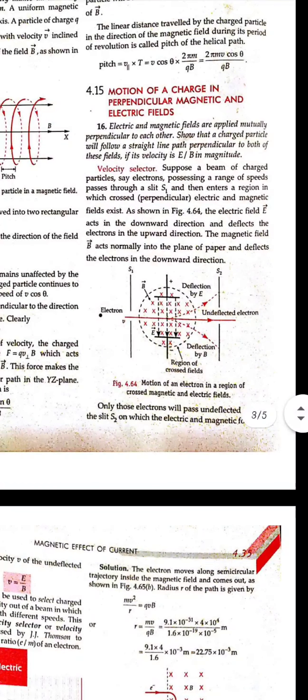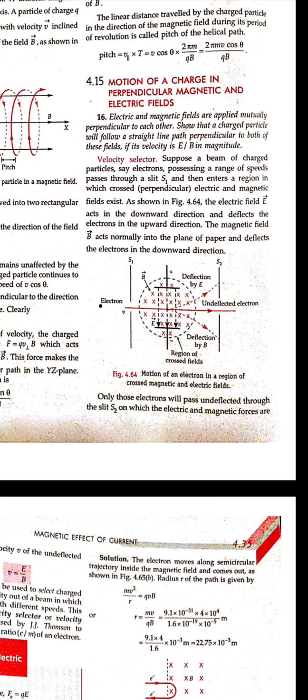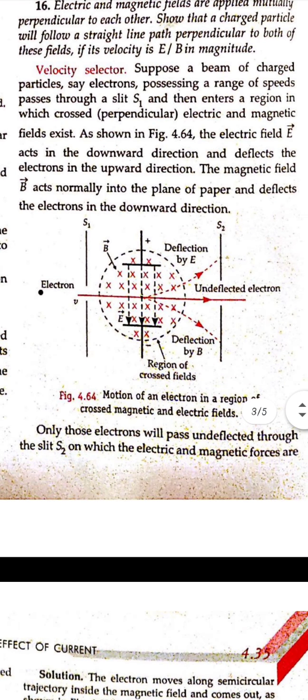Here is the motion of a charged particle in perpendicular magnetic and electric fields. This is said to be the velocity selector also, because a beam of electrons is passed through two deflecting plates, here you can see one above, S1, and the second one, S2. Whenever these electrons are allowed to move between this electric and magnetic field working in perpendicular directions, the electric field E acts in the downward direction. Here you can see the electric field lines in the downward direction. Then the electrons will deflect to the upward direction, because electrons move opposite to the direction of the electric field.